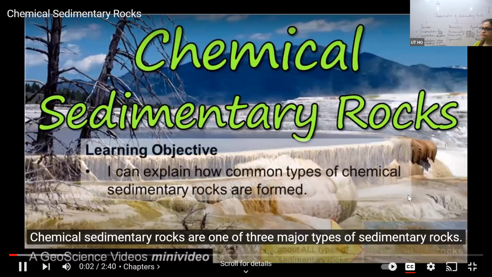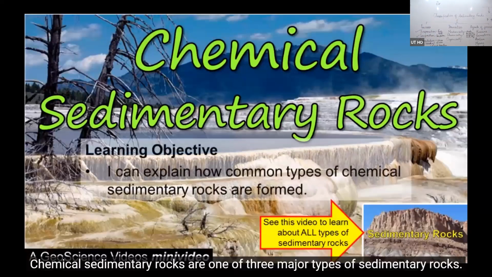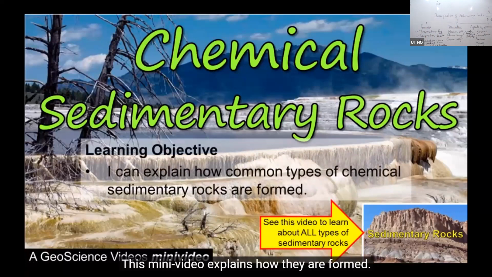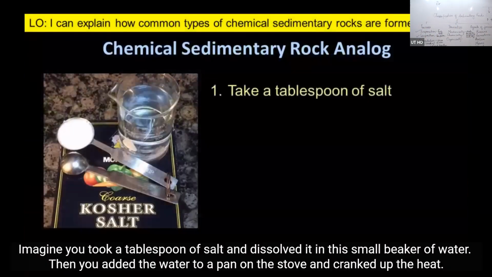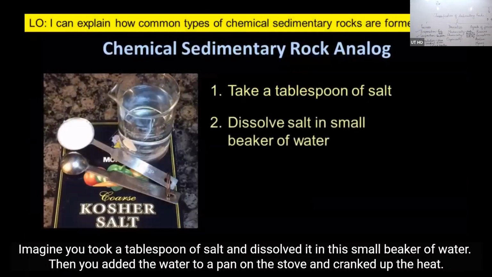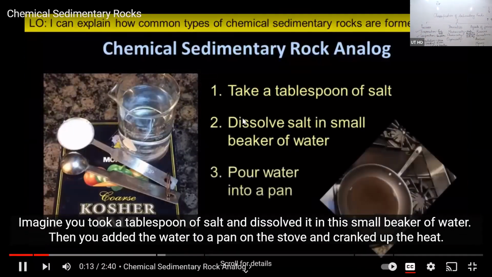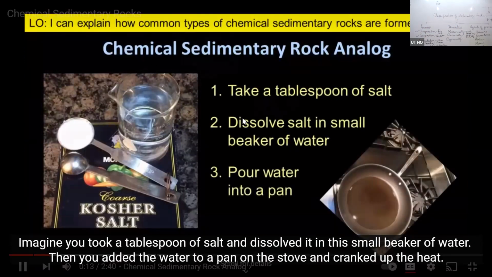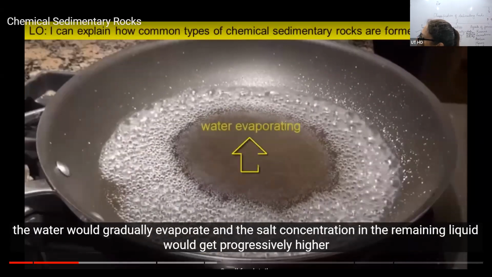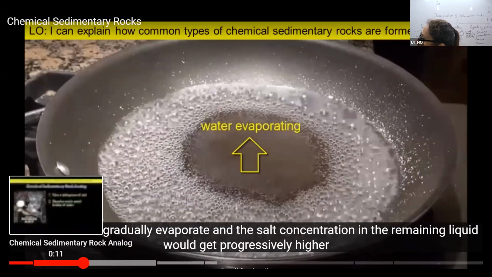Chemical sedimentary rocks are one of the three major types of sedimentary rocks. This mini video explains how they're formed. Imagine you took a tablespoon of salt and dissolved it in this small beaker of water. Then you added the water to a pan on the stove and cranked up the heat. As time passed, in this case about 4 minutes speeded up, the water would gradually evaporate and the salt concentration in the remaining liquid would rise.